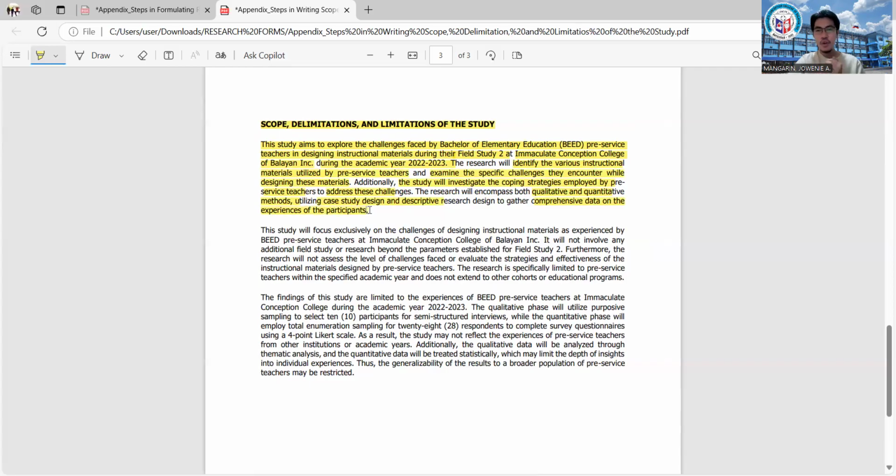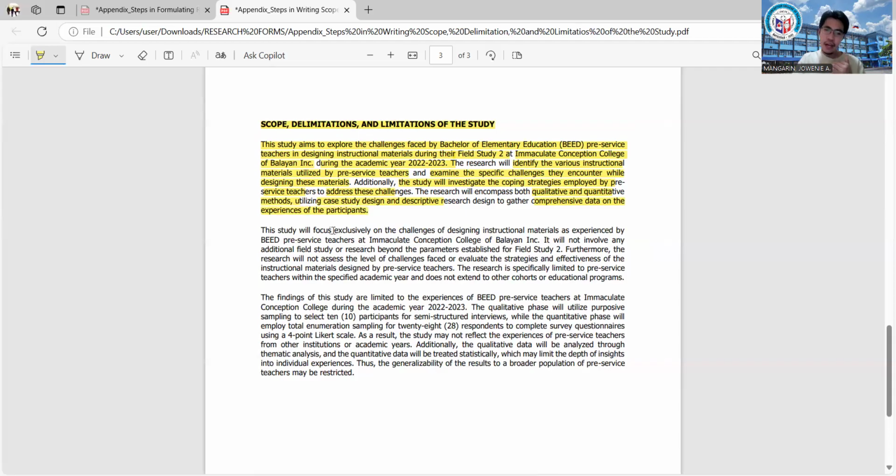So kung mapapansin ninyo, medyo iba yung composition ng kanilang scope on the first example that we have. But the bottom line there, even though magkaiba sila ng composition ng sentence, the scope is clearly stated. No? They pattern the content of their scope on the SOP of their paper. And that's fine. That's good. As long as that the scope is clearly discussed and presented. So tingnan naman natin yung delimitation.